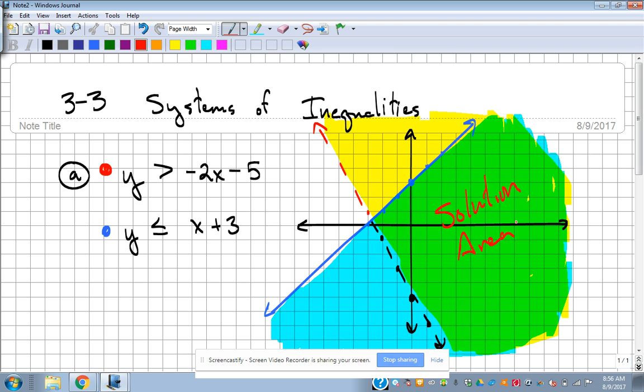That area that overlapped into green, is there anybody that's colorblind in here? I use colors a lot, and if you're colorblind, it doesn't really mean anything to you. I don't ever think about that until after. This green area where they overlap, that's the solution area. That means any ordered pair in that green area is an answer to this system of inequalities.